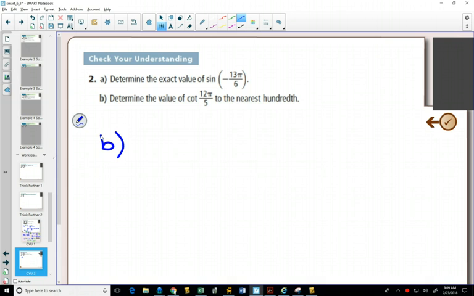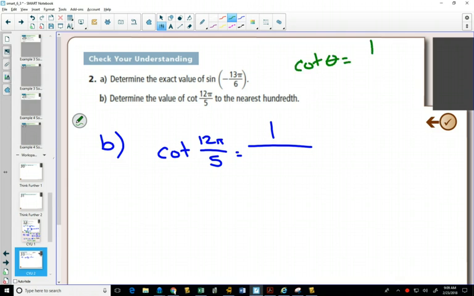You don't have cotangent on your calculator, so the first thing that we need to do here is say my definition of cotangent is 1 over tangent. I'll write that up here. This is a definition of cotangent. It's 1 over tangent. So if I write this, I can say cotangent of 12 pi over 5 is equal to 1 over tan of 12 pi over 5.